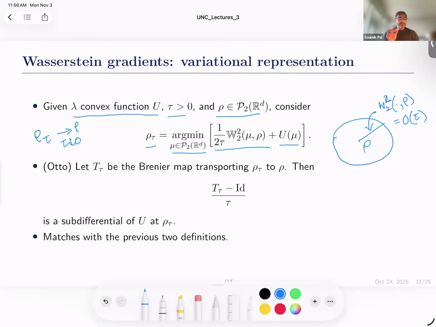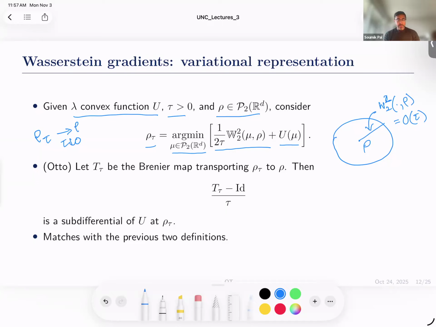Okay, so that's my definition of rho tau. This result of Otto is very useful. In general, if your function is rough or rho does not have densities, you can't quite define the Wasserstein gradient of u at rho. But you can always define the Wasserstein gradient of u at rho tau. And as you take tau going to 0, you get a sequence of Wasserstein gradients converging to that rho. Whether or not that's the Wasserstein gradient of rho is something else, but at least it gives you some approximation of Wasserstein gradients.